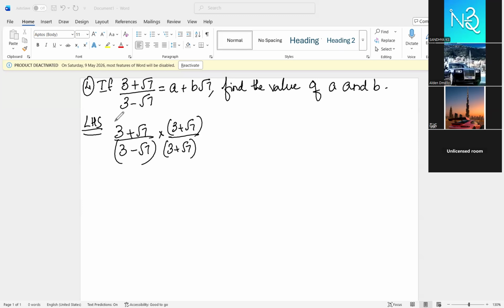Okay. Now the question has changed to what? Here I have 3 plus root 7, and here also I have 3 plus root 7. So it will become (3 plus root 7) whole squared. Can I write like that? Because a into a is a squared, so (a plus b) into (a plus b) is (a plus b) whole squared. Divided by, in the denominator, I have a squared, which is 3 squared minus root 7 whole squared.